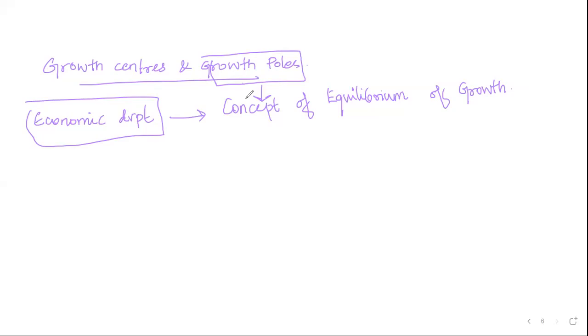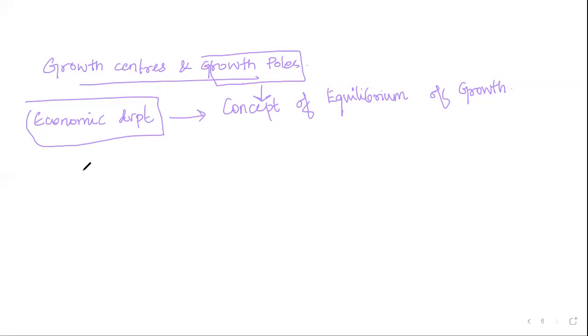So the central idea of the growth pole theory is what? That economic development cannot be uniform over an entire region, but instead it will take place around a specific pole or a cluster. I repeat, the central idea of growth pole theory is that economic development cannot be uniform over an entire region, but it will always take place around a growth pole or a cluster.